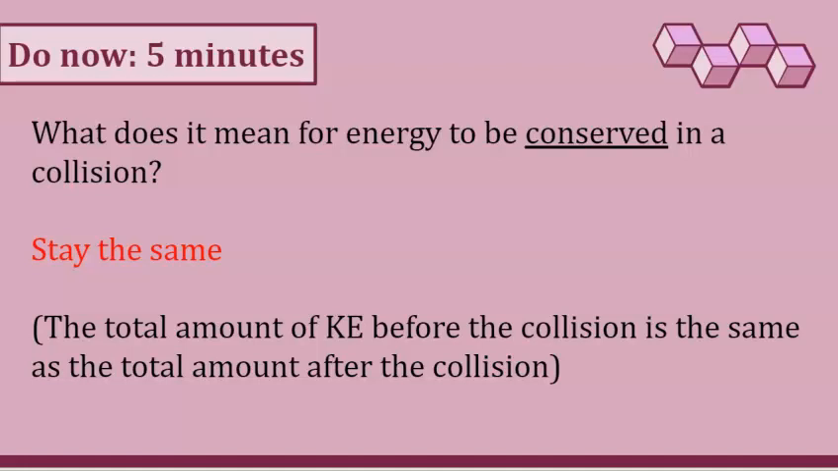So conserved means stay the same in this context. In other words, the total amount of kinetic energy before the collision would be the same as the total amount after the collision. So a collision is between two objects, so that means if you calculated the kinetic energy of each object and added them together before the collision, and then if you did the same thing after the collision, you would get the same total number.